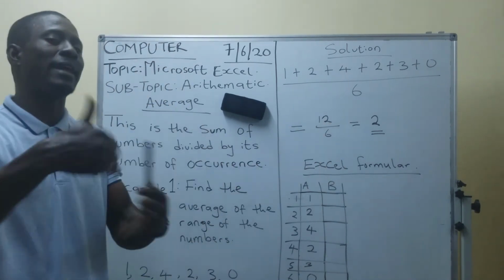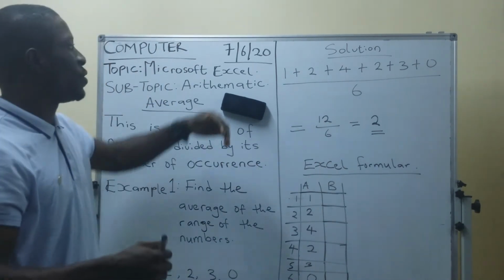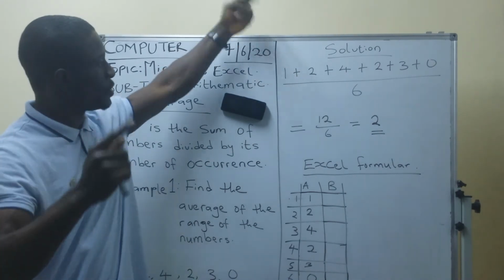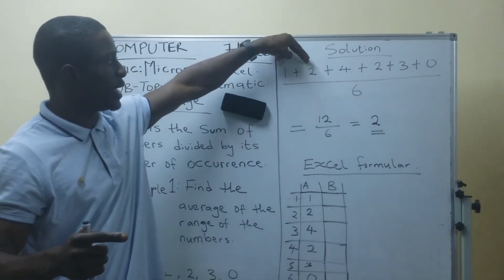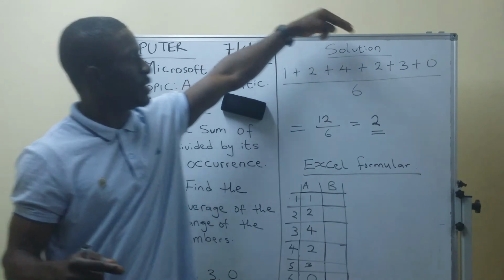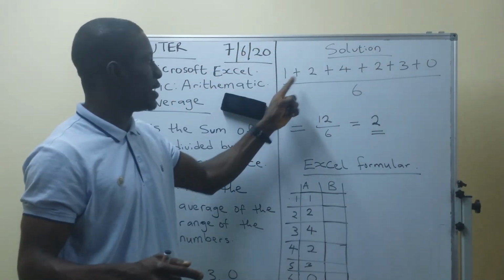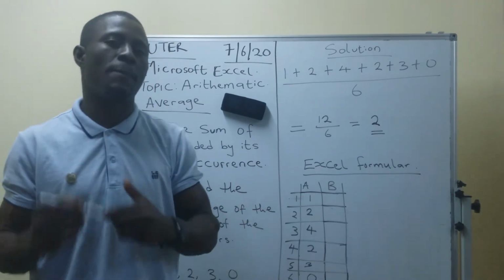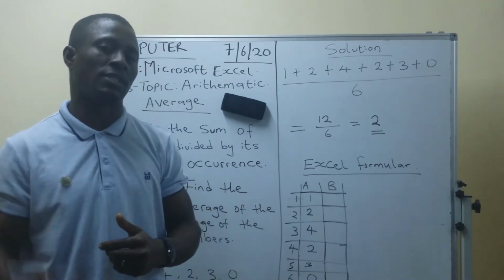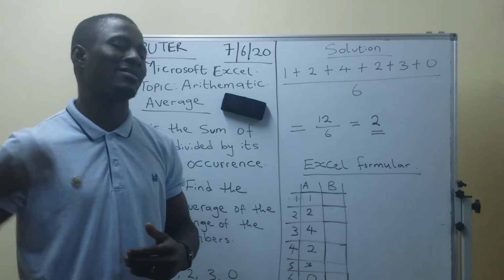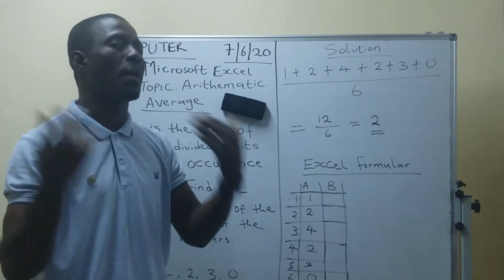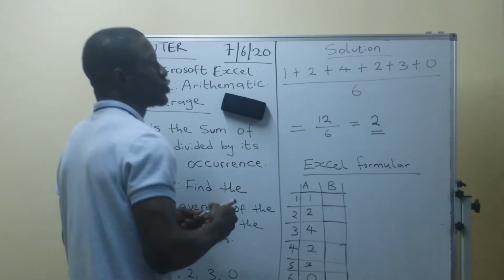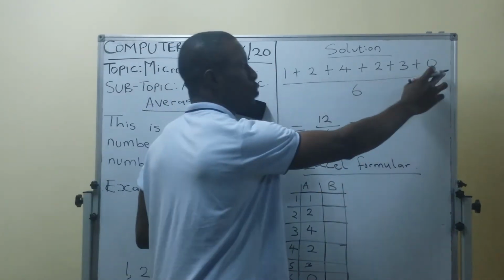Now divided by its number of occurrence. We have 1 occurred 1, 2 occurred 1 again, 4 occurred, this occurred. So we have 1, 2, 3, 4, 5, 6. So its number of occurrence is 6. It occurred 6 times. These numbers appeared 6 times. So the summation is 12.